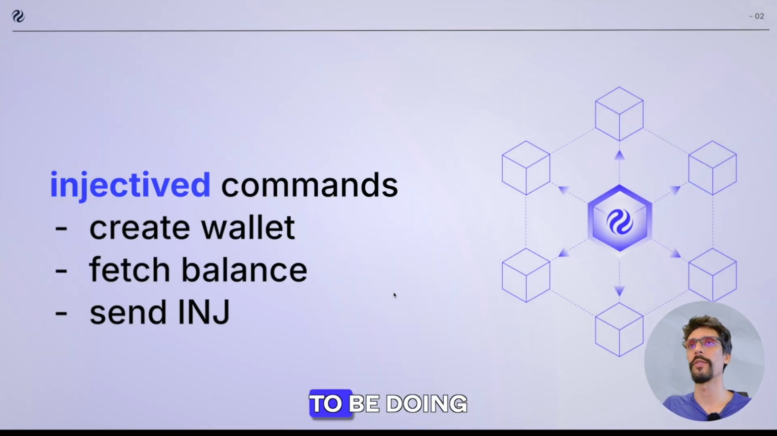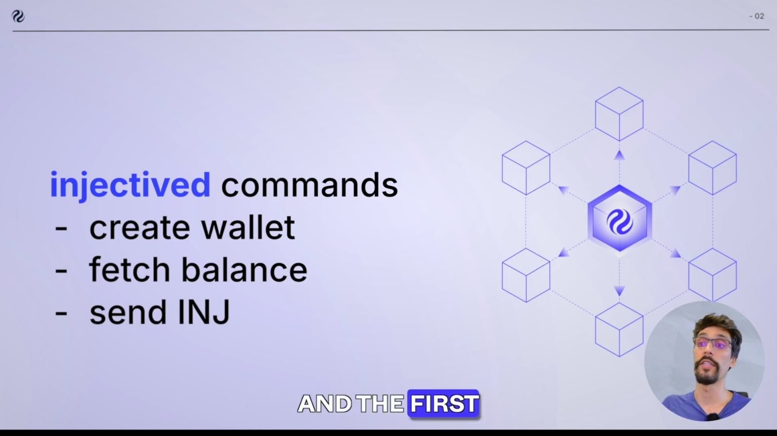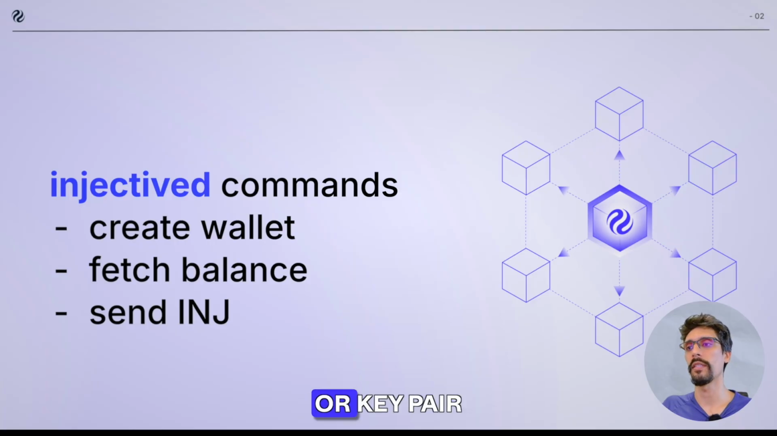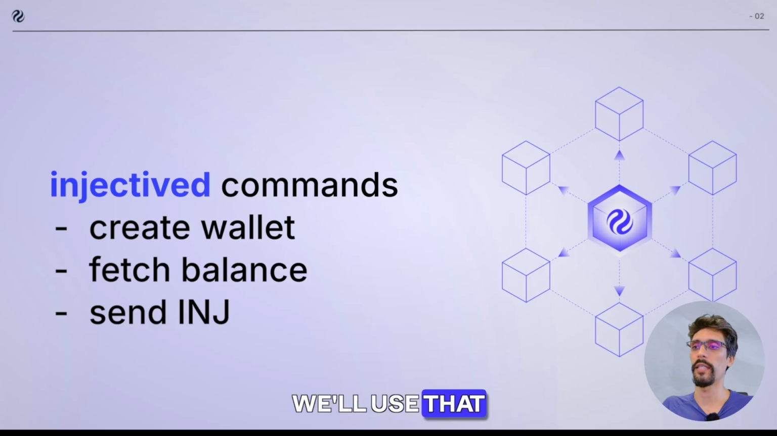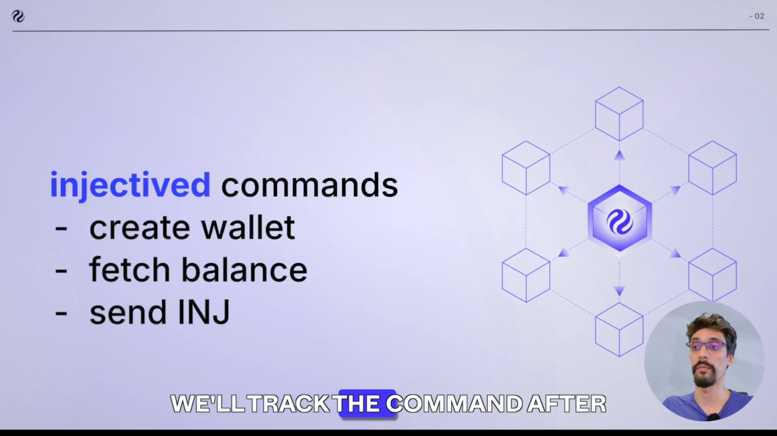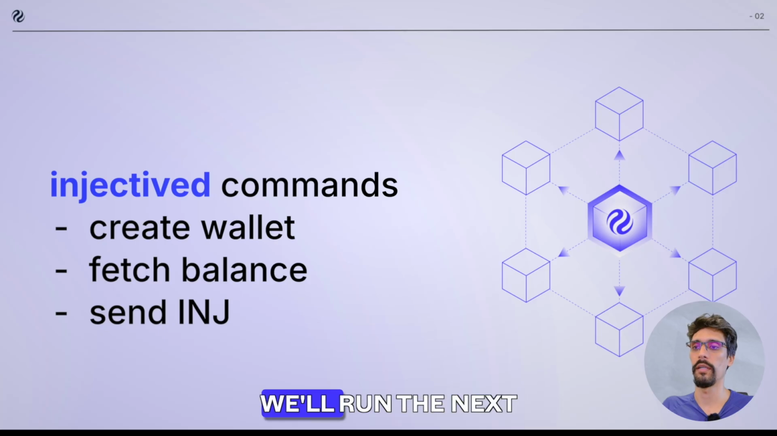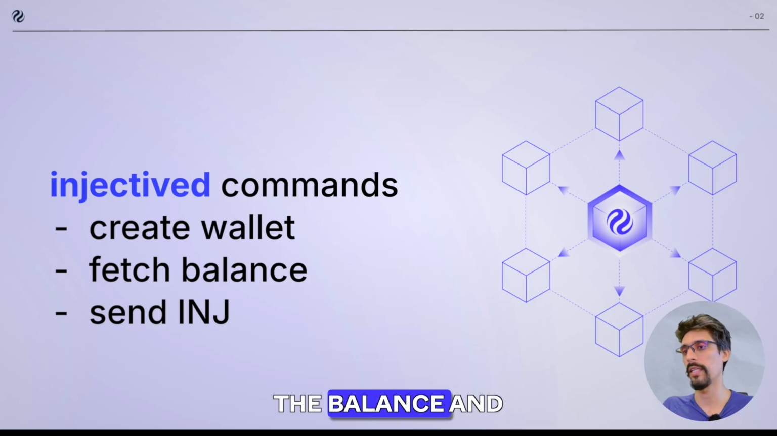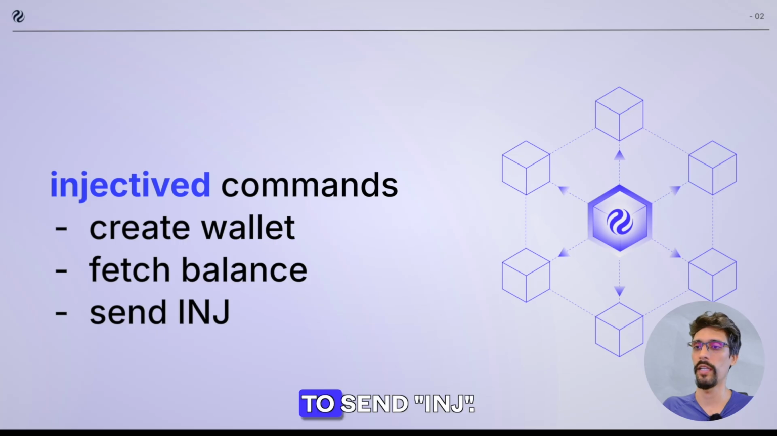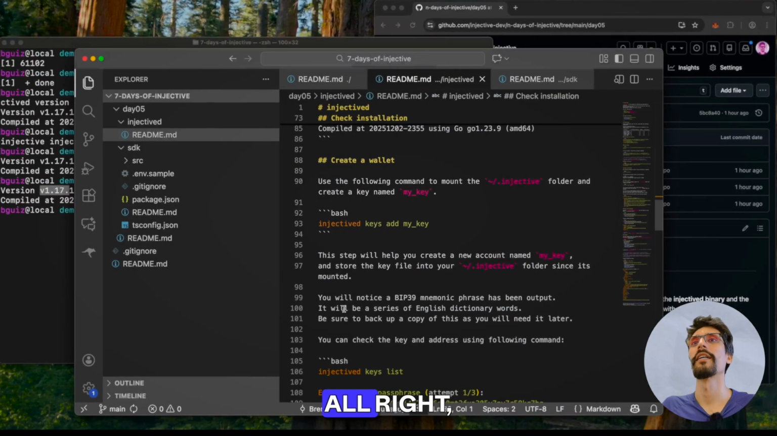Now the next thing we're going to be doing is running a few different Injective commands. The first thing we'll do is create our own key or key pair. That is essentially going to be our wallet, and we'll use that later. Then we'll run the next command to fetch the balance, and the command after that is to send INJ. In between, we're going to have to use the faucet to make sure that we have funds to even send.